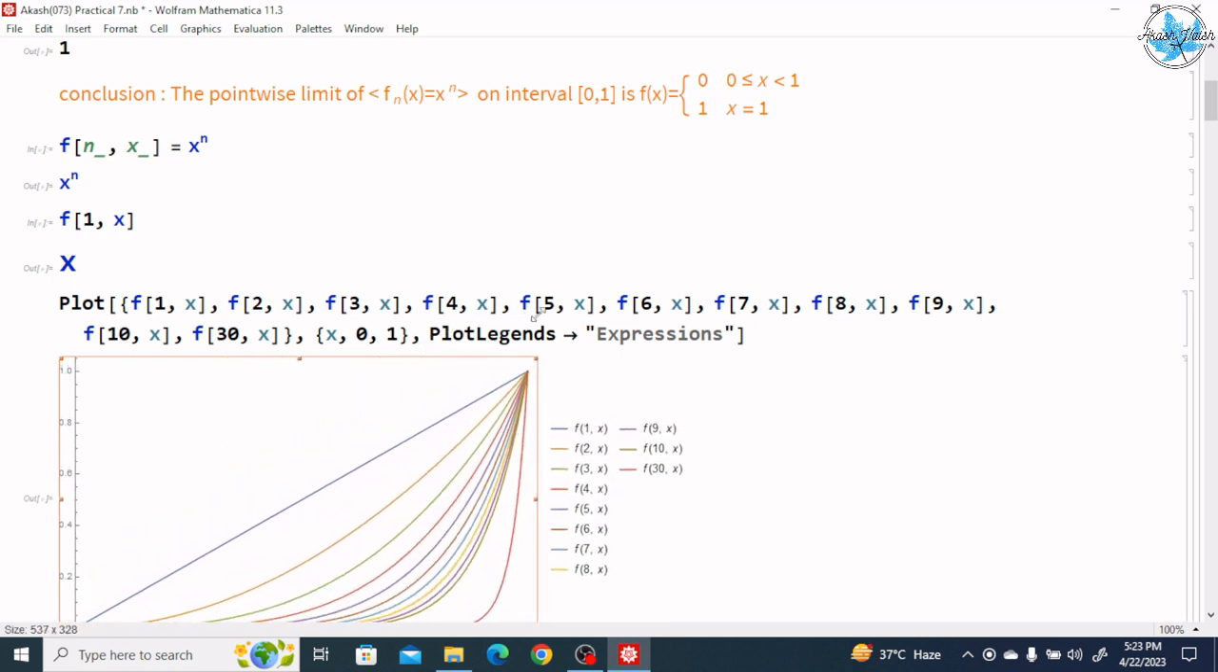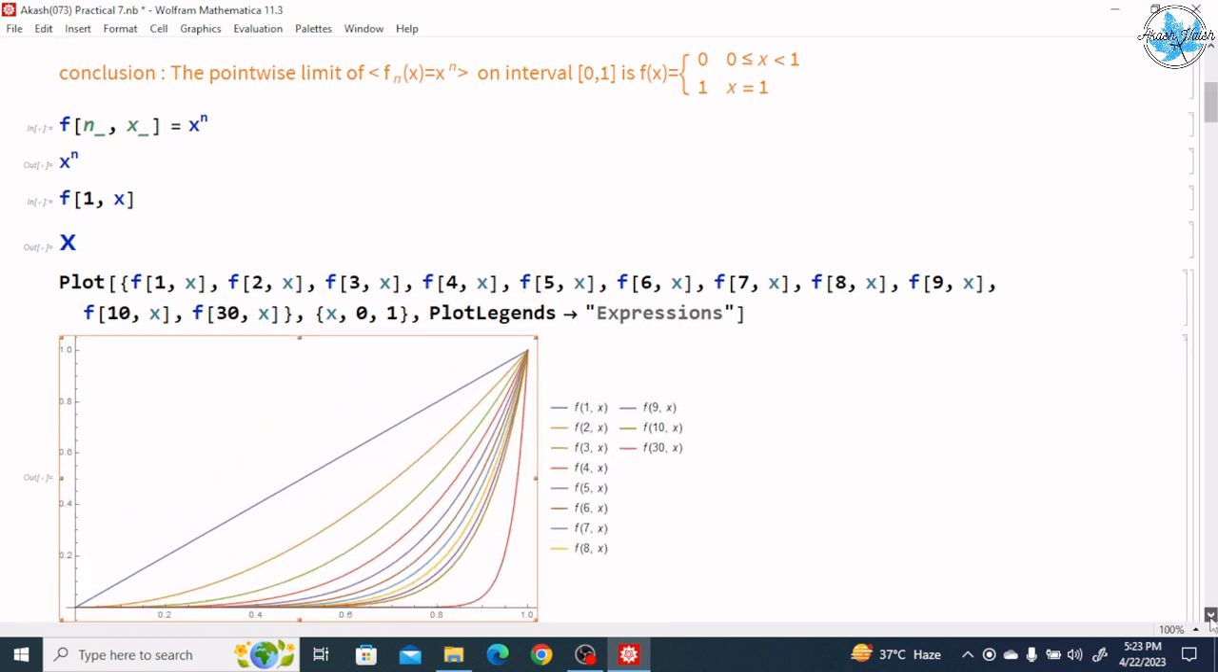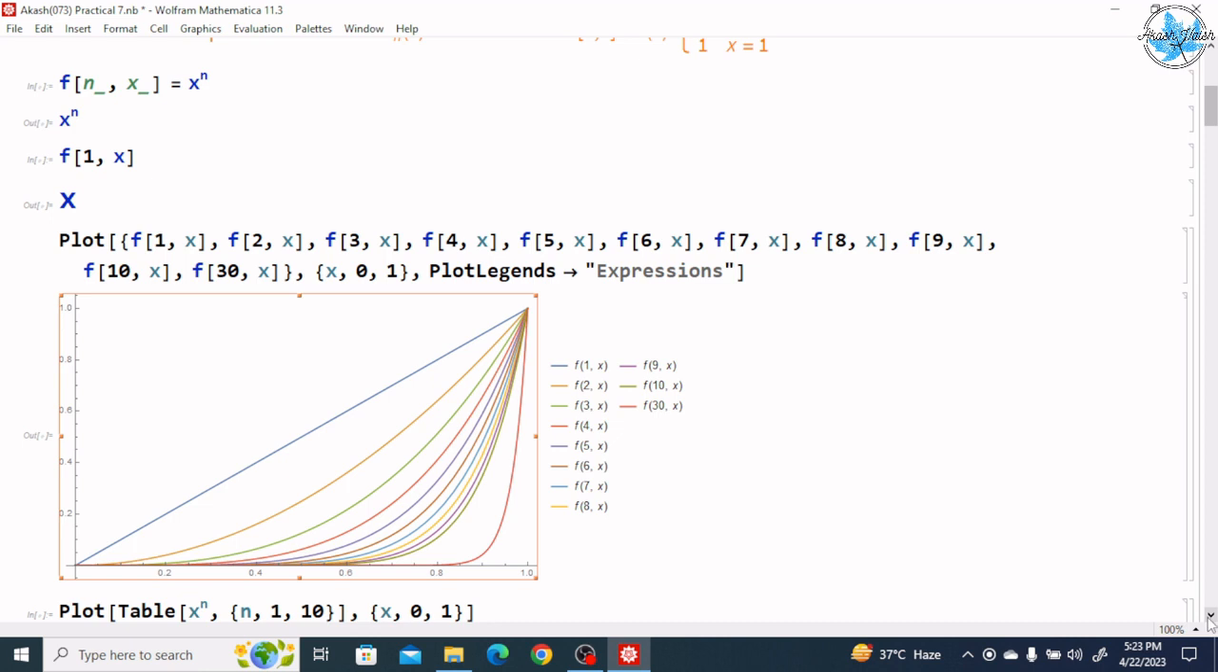So from the graph you can see that at every point where the value of x is less than 1, you can see that the limit would be 0, so it is tending towards 0.